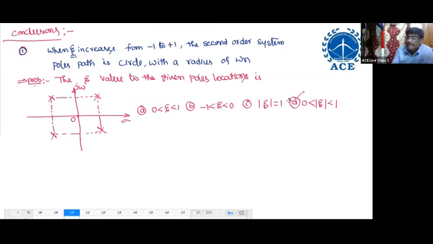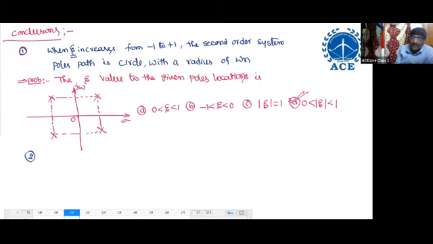Whenever the poles lie left and right, symmetrical about the imaginary axis, you need to consider modulus of zeta. So mod zeta greater than 0 and less than 1. We need to consider modulus of zeta. Okay? Next, second point.